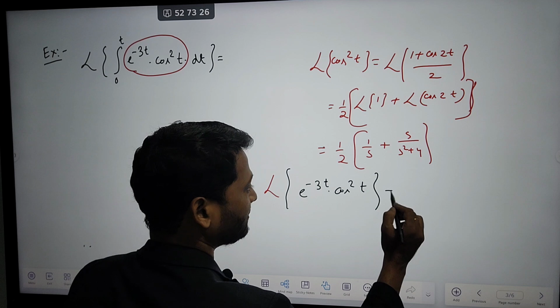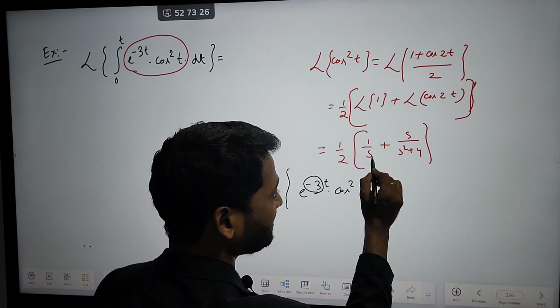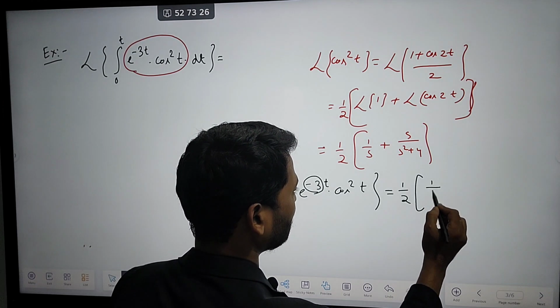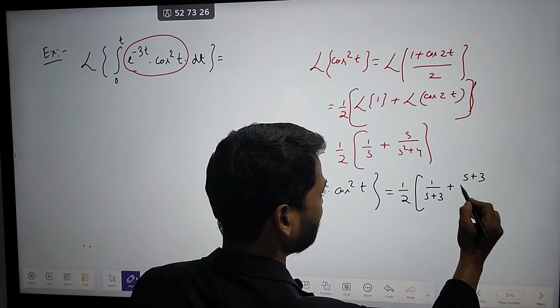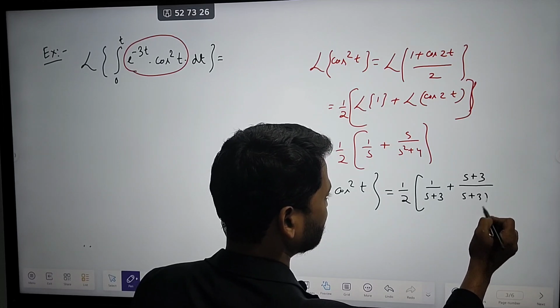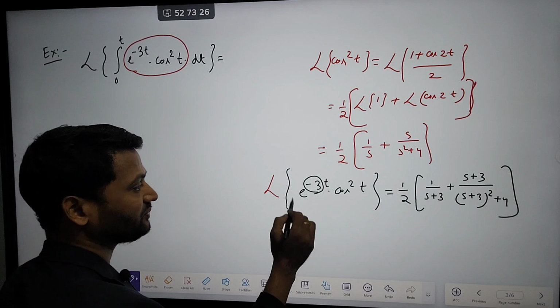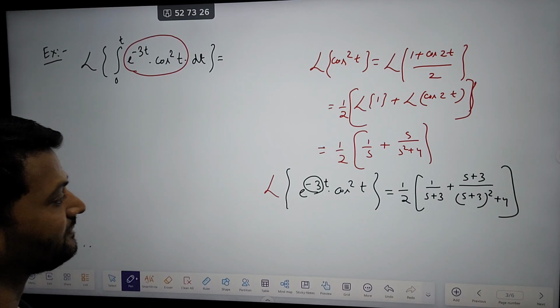So now we can write here a is minus 3. So s minus of minus 3, that means s plus 3. So what will the answer be? Half of 1 by s plus 3 plus s plus 3 by (s plus 3) whole square plus 4. This is Laplace of e to the power minus 3t into cos square t.